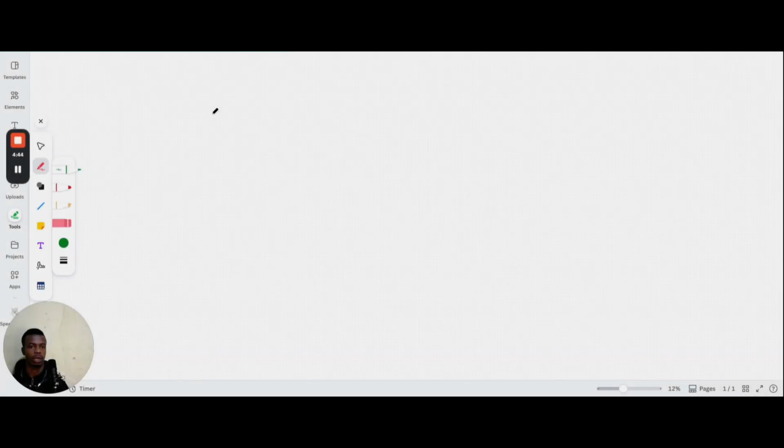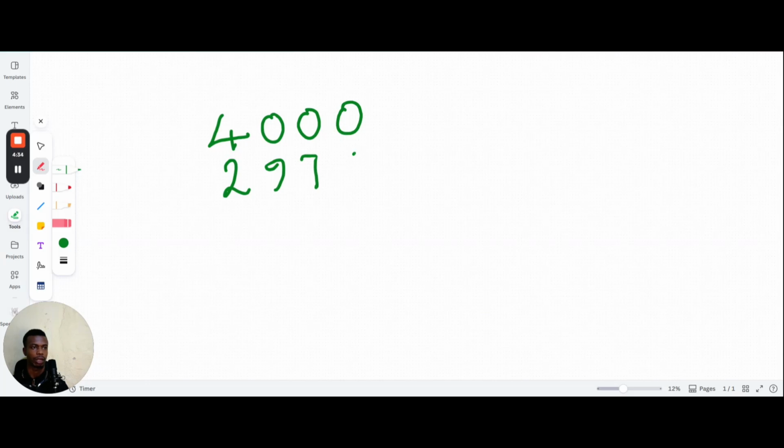Okay, so another thing that can help with the standard algorithm method, let's say we are subtracting 2,979 from 4,000, right? Now, there are two ways we can go about this. We can apply the principle of constant difference. We take away one from the number, from both sides.